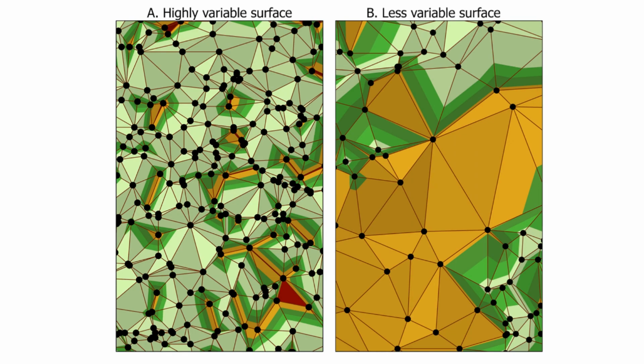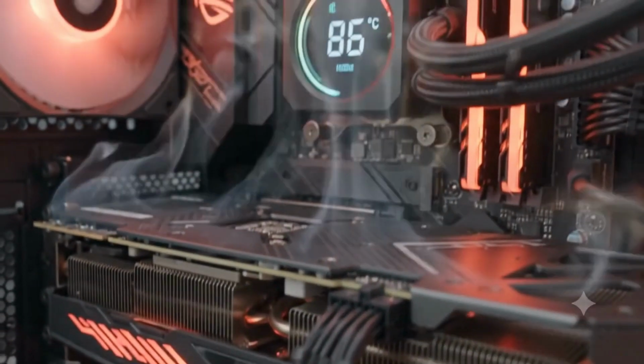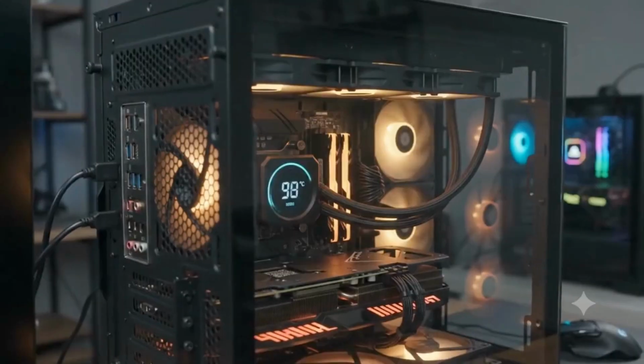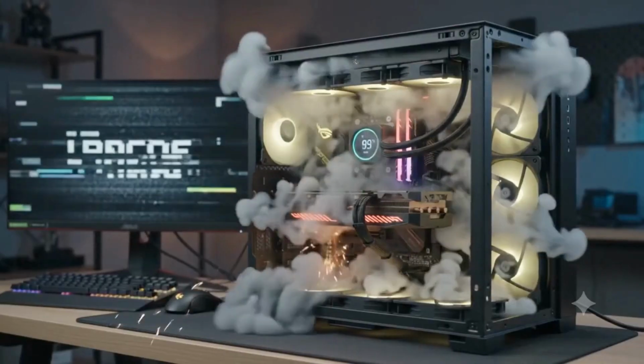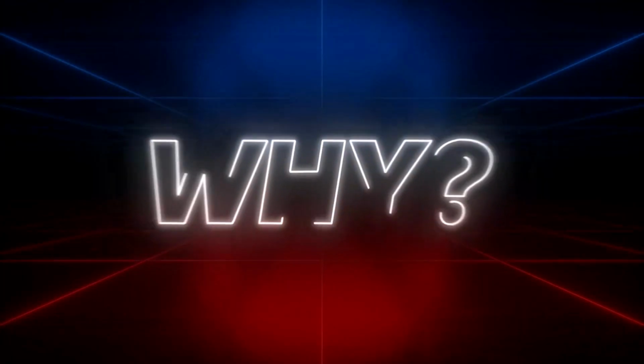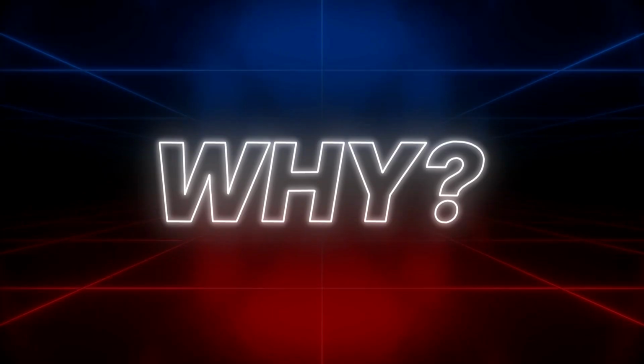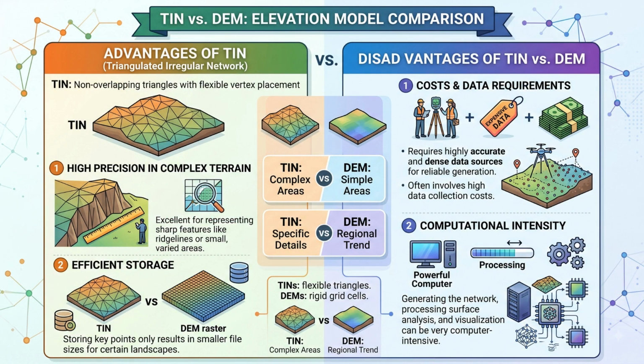Okay, but here's the practical question. The sources emphasize that generating a TIN from millions of points is incredibly computer-intensive, far more than just laying down a raster DEM. Oh, heavily intensive. So if they are so processor-heavy to build, why do we even use TINs? Why not just use a standard DEM? It comes down to adaptive efficiency over variable terrain.